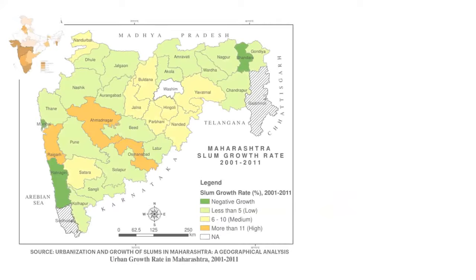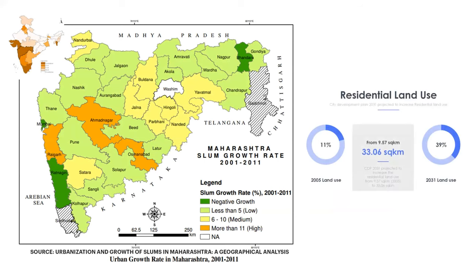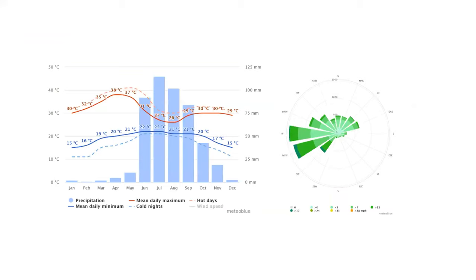So coming to the study area, this is the map of Maharashtra in India. In Maharashtra, out of three cities, Ahmednagar is one of the cities which has a slum growth rate of more than 11%. And currently, as per the CDP of the city 2031, the city is increasing residential land use by 18%. Talking about the climate, Ahmednagar comes under the hot and dry climatic condition where summer temperatures reach up to 40 degrees Celsius.